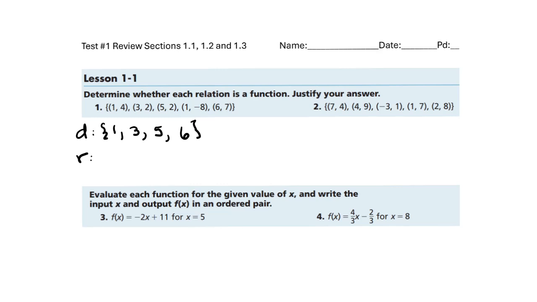The range is 4, 2. 2 is repeated again, so I'm not going to do that one. -8 and 7. The question is, is it a function? And you notice that 1 is paired with 4 and 1 is paired with -8, so it's not a function.